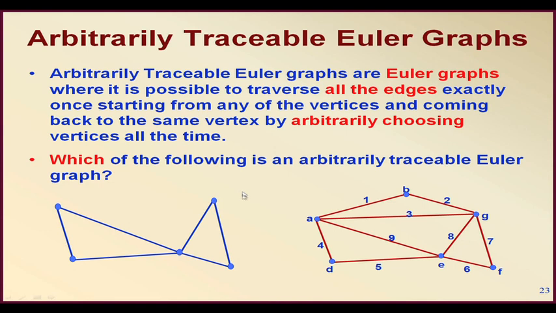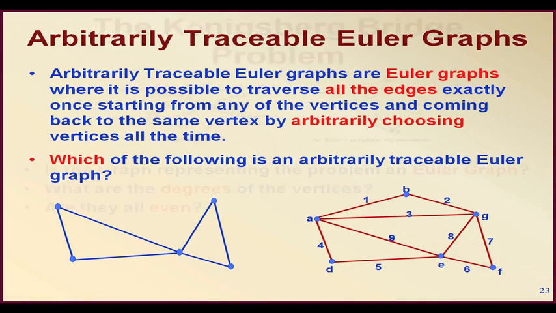So, there is an Euler trail, but the question is, in this case is it arbitrarily traceable, right. Arbitrarily traceable, suppose here you decide to go back, again you come back, but you do not cover this. So, it is not. So, same thing here also. So, if you can do that, such a graph is called an arbitrarily traceable Euler graph, right.